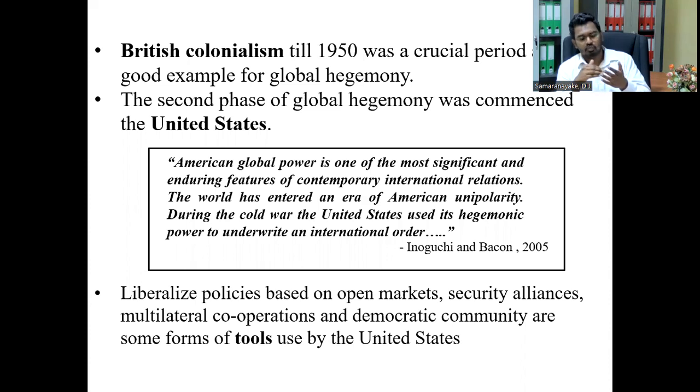And now, the things we know, the tools like this liberal market system, or the open markets, or the financial security alliances, and even the MNCs, multinational corporations. And this so-called democracy, the interpretation of democracy. So these things are usually used by the United States, right? There are some tools used by the United States to maintain the hegemony.